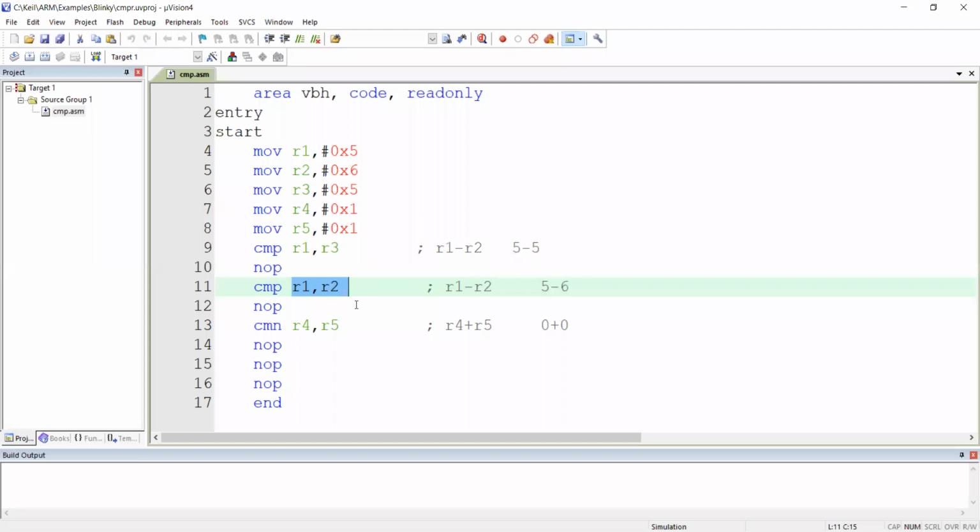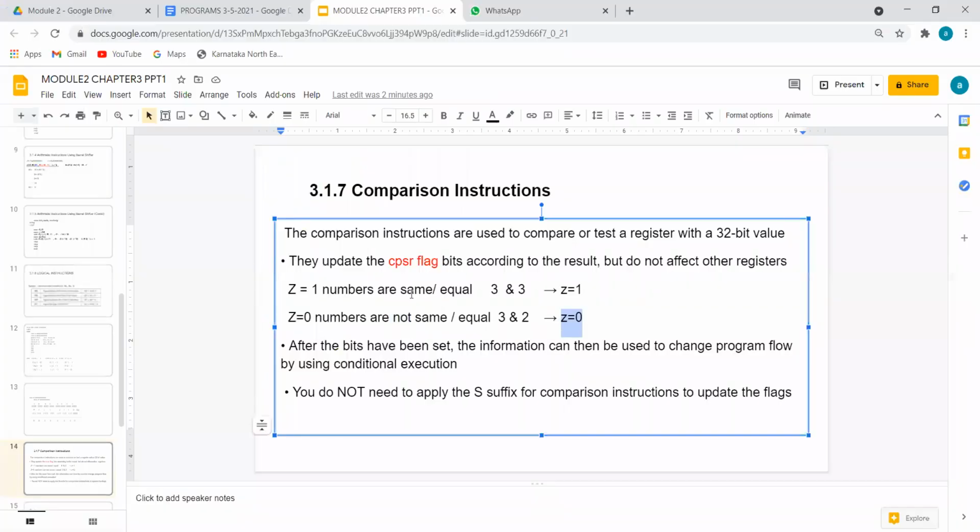No. Answer values are different. If values are different, Z will be 0. If values are same, Z will be high. If the two numbers you are comparing are different, see here I told you, not same means what we should think. Not same, Z should be 0. Numbers are same, Z should be high. So let's check now.